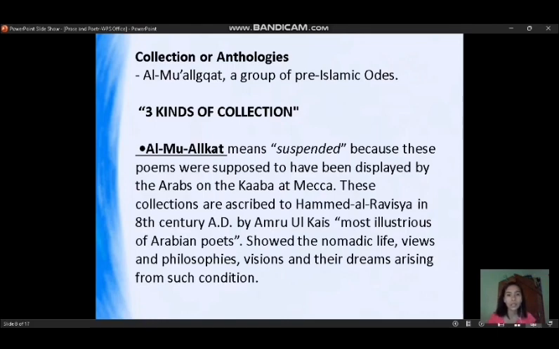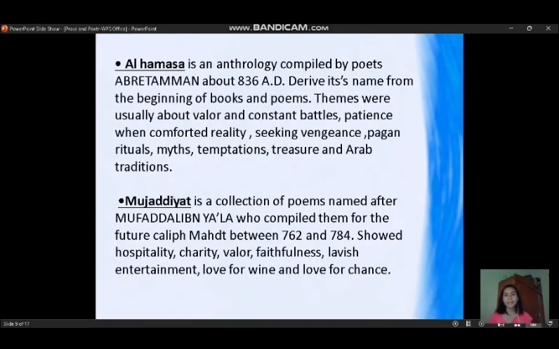These collections are ascribed to Hammad al-Rawiya in the 8th century AD, by Imru' al-Qais, most illustrious of the Arabian poets, showing the nomadic life, views, and philosophies, visions, and their dreams arising from such conditions. The second is Al-Hamasah.